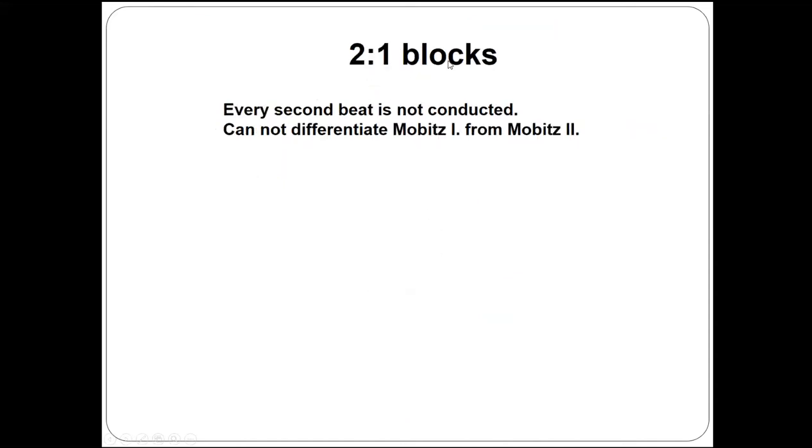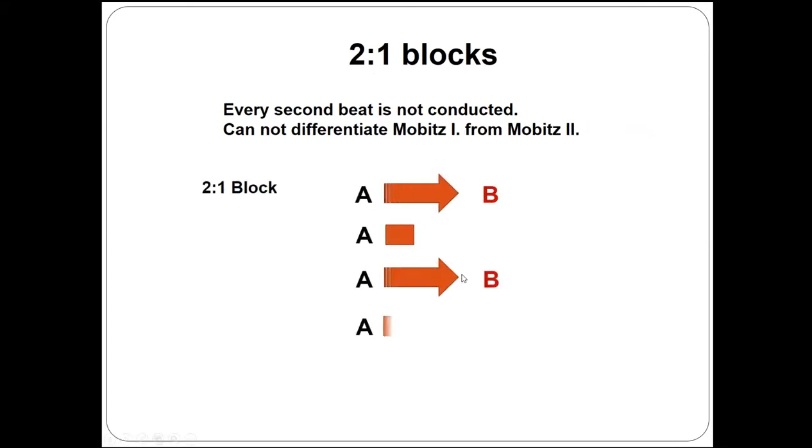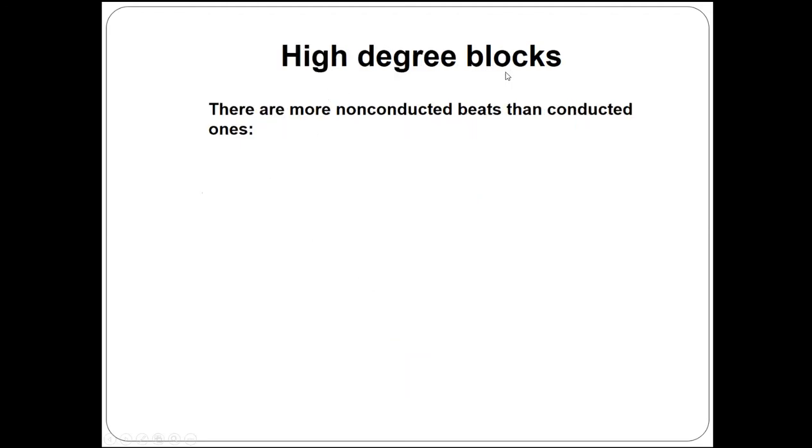Now, 2-to-1 blocks. 2-to-1 blocks means that we can have one conducted, one not conducted, one conducted, one not conducted. Now, the problem is this is still a second degree block, because between two conducted beats we have only one unconducted one, and it can be Mobitz type 1 or Mobitz type 2. We cannot differentiate using the 12-lead ECG, but the clinician always puts a pacemaker into this heart, so they don't worry too much about this 2-to-1 block. But we do have a separate entity for this kind of block.